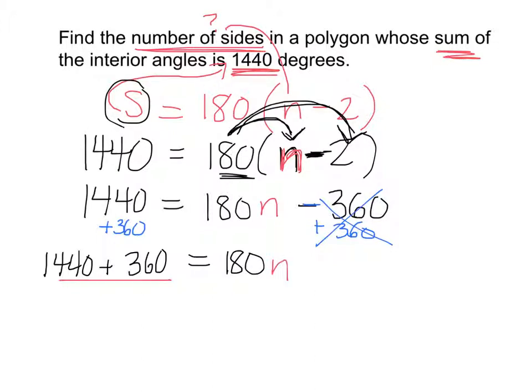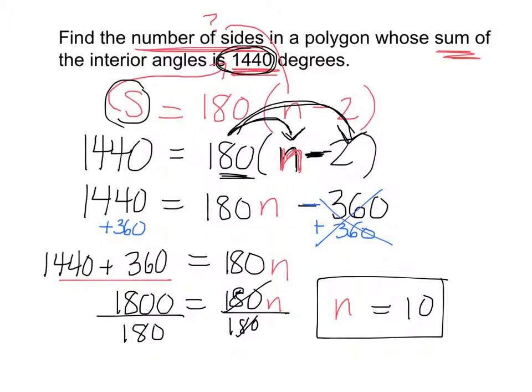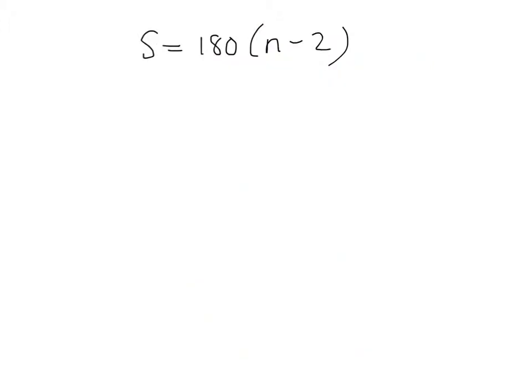Can we simplify this? What's 1,440 plus 360? 1,800 is equal to 180n. How do I isolate n? Opposite of multiplication. Divide by 180. Whatever we do to one side, we have to do to the other side. So n is equal to 10. So if the interior angles of a polygon add up to 1,440 degrees, it means that the polygon has how many sides? 10 sides.